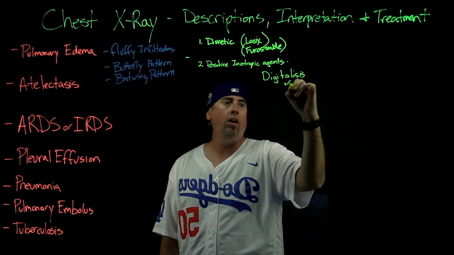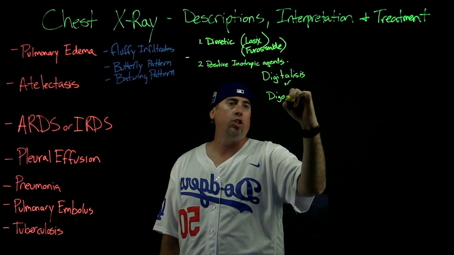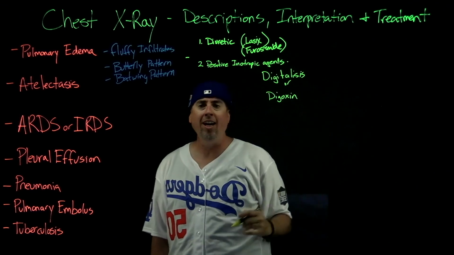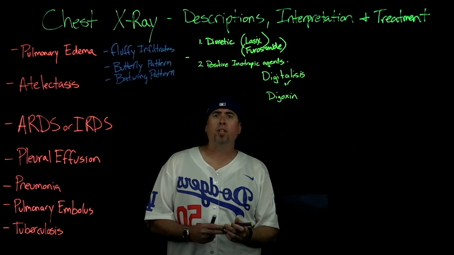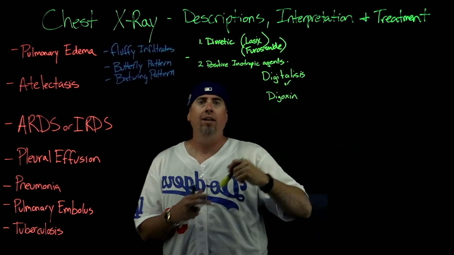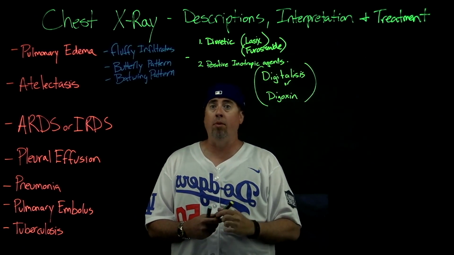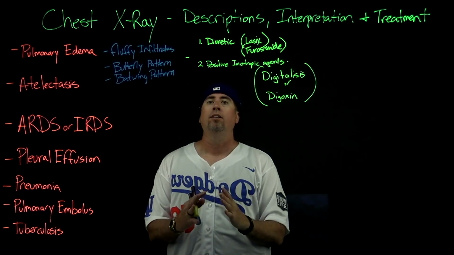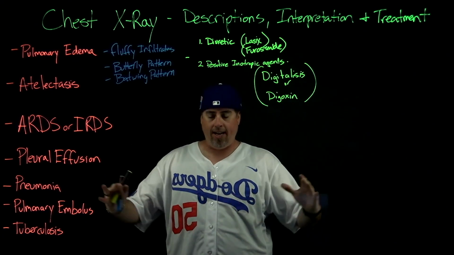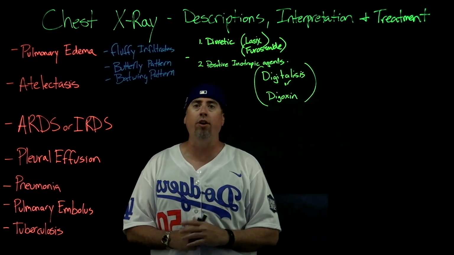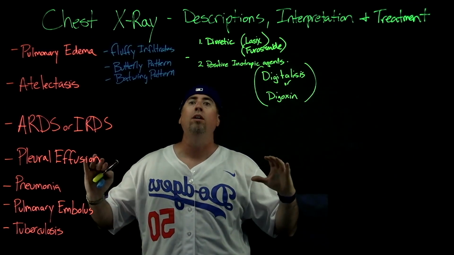Or digoxin, okay? Those are a couple that you'd see, and those are the most common ones. So digitalis and digoxin are positive inotropic agents. And remember, what is that again? Strength of contraction, right? It increases the strength of your myocardial, which is your heart muscle contraction.